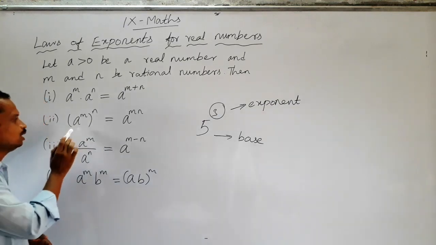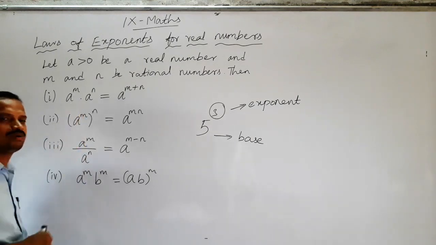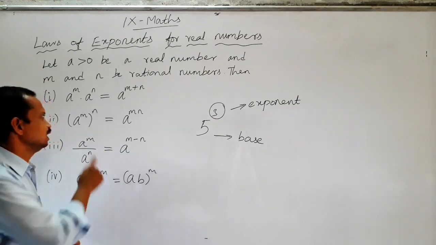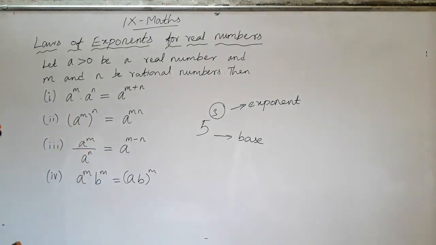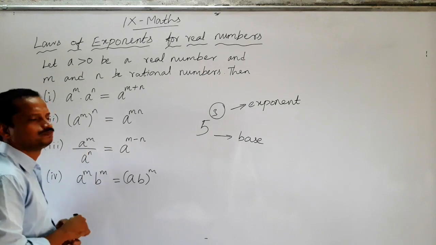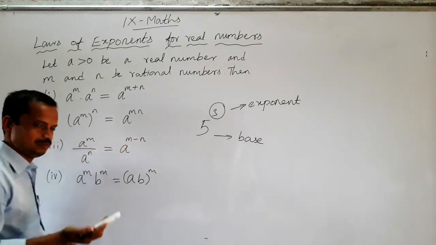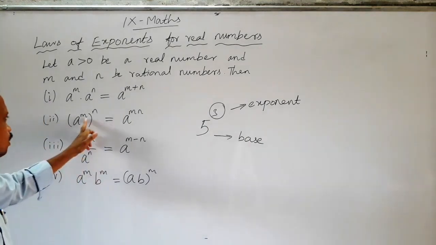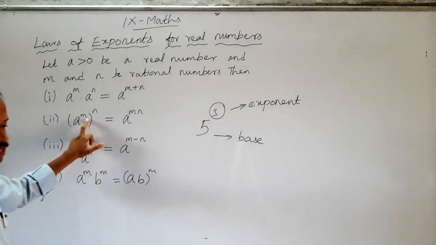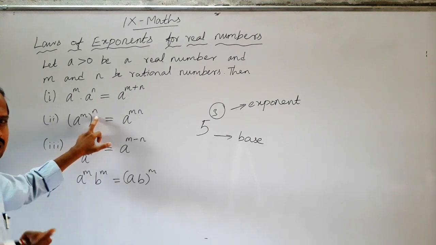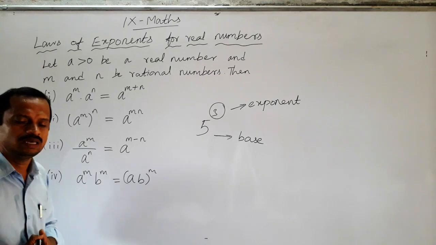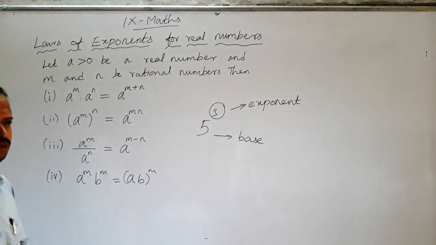Second one, a power m whole power, a power m already is there, to the whole power n. So power to power. So you have to write a power m n. That means multiplication of the two powers, that's all. For m also exponent is there, over that n is there. So product of the two powers, that is a power m n. M into n, so we just call it as m n.